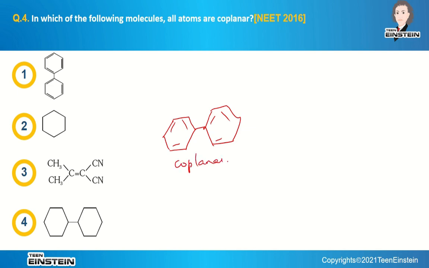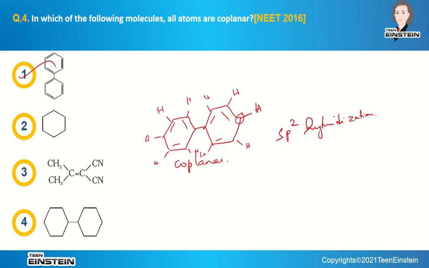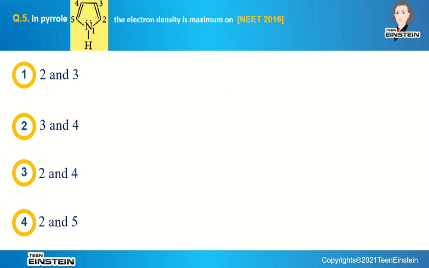In this, the carbon atoms are in the sp2 hybridized state. So here all the carbon atoms are in sp2 hybridization. Hence, this molecule is coplanar. So option A is the right answer. Next, move on to the next question. In pyrrole, the electron density is maximum on.